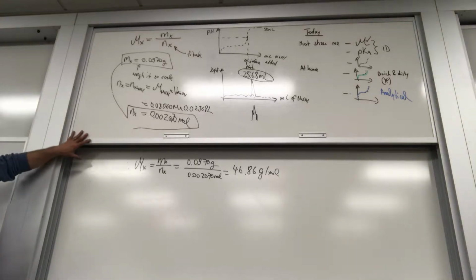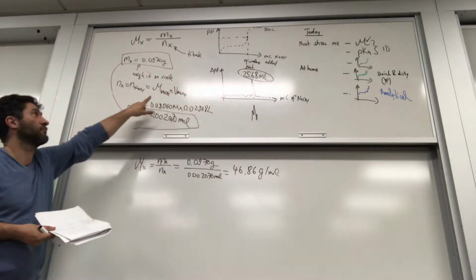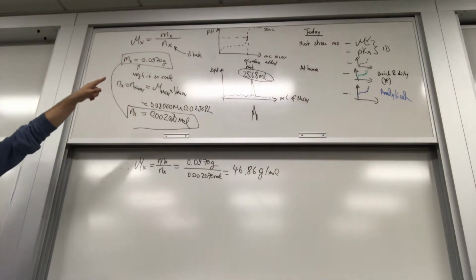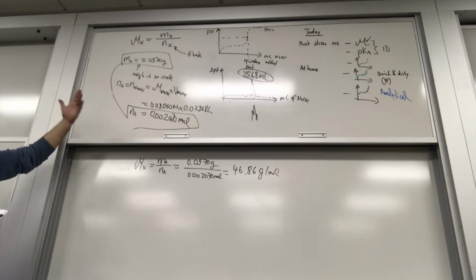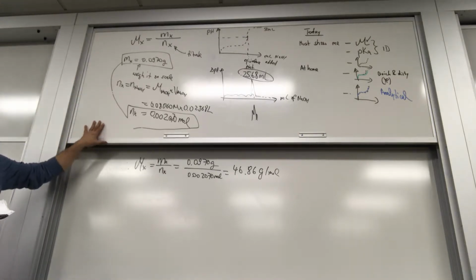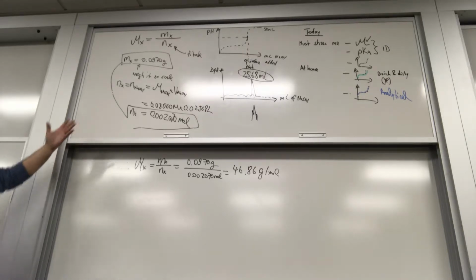So this one should be a straightforward calculation for you guys. You need to make this little Excel plot to get the volume at the equivalence point, and then just convert it to liters and multiply by the molarity of the base. That gives you the moles, and then mass over moles gives the molar mass. Okay? You look like you're uncertain about something? No? Okay. Alright. That's one piece of the puzzle.